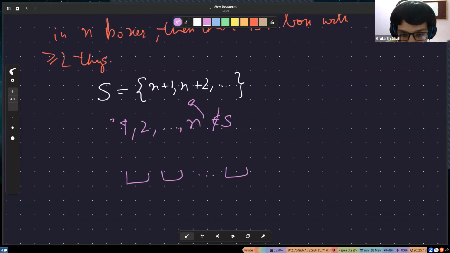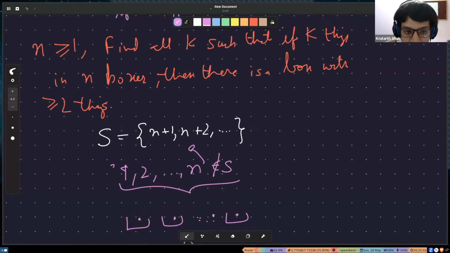You just take n boxes and put one thing in each. And since it's at most n things, right? Each thing will have only one box and there'll be something remaining, or unless it's n, there'll be nothing remaining. But each box will have at most one thing. So that means that these things are not in S because it does not satisfy this.